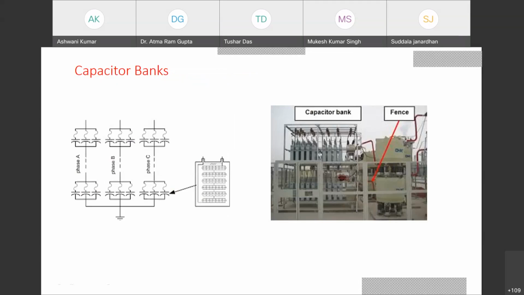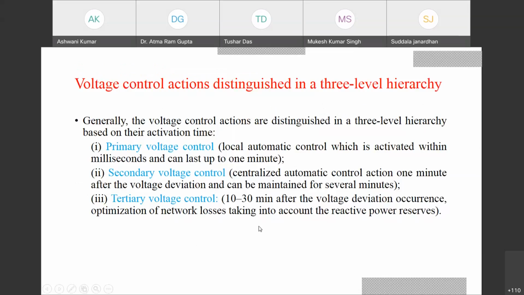And capacitor banks, as a tertiary component, can be switched slowly in a network because they can introduce transients. So the switching behavior is very important here. But nowadays we have controlled capacitor banks which operate continuously. So voltage control, as I talked to you, has a three level hierarchy structure like frequency control: primary frequency, secondary frequency, tertiary frequency. In a similar manner, we have voltage control action in three hierarchical levels.